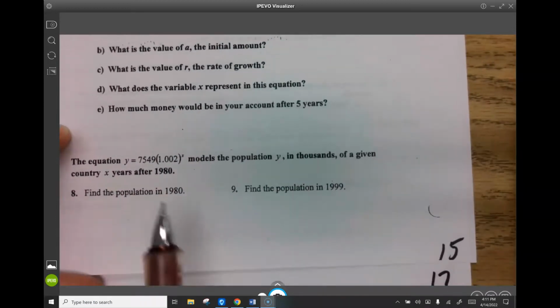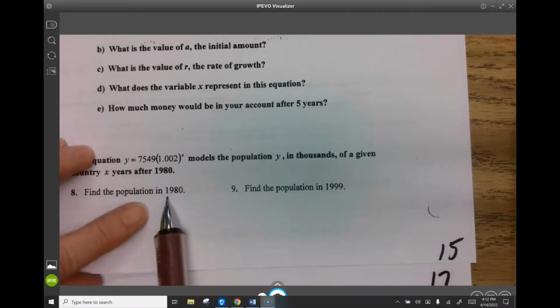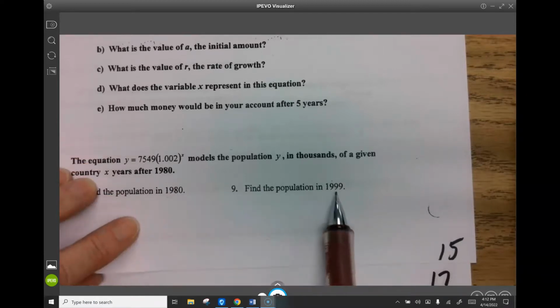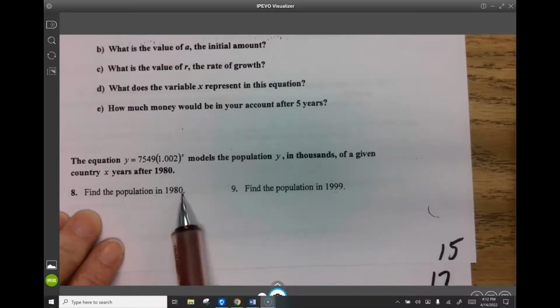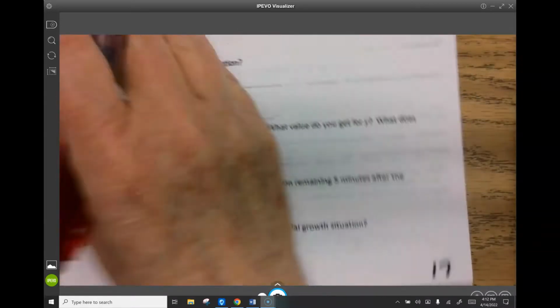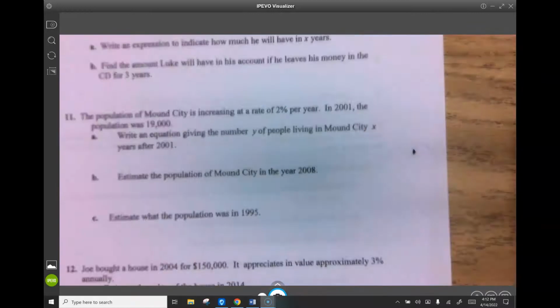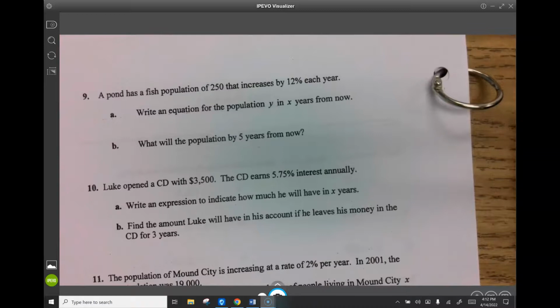8 and 9, it gives you a model. It's talking about the years. Find the population in 1980. Okay, find the population in 1990. So just pay attention. After the year 1980, how many years after is this? How many years after is this? Okay, so just think through those. Okay, let's go to the next page. And it wants you to write the equation of the population, going through it.